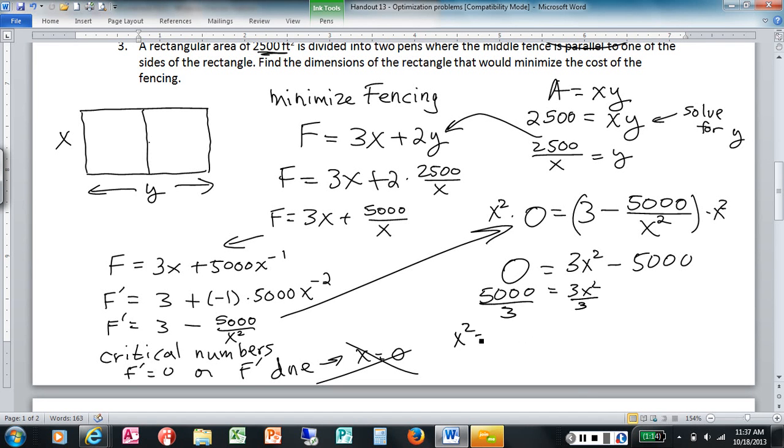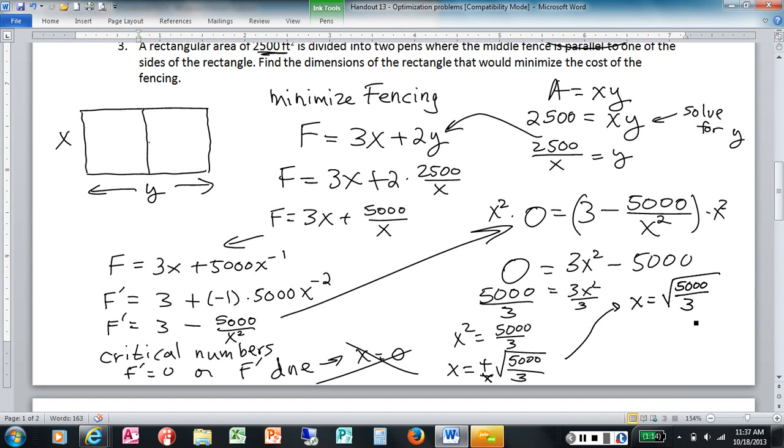So we get x squared equals 5,000 over 3, which means x is plus or minus the square root of 5,000 over 3. But again, x being a side length, what about the negative square root of 5,000? I don't think so. So x is definitely the square root of 5,000 over 3, or however you want to put that. Could clean that up a little bit.